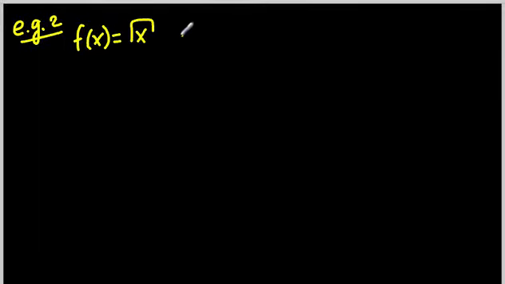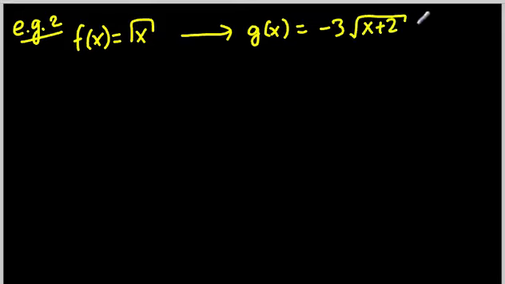In this video, I'm going to go through another example. So this is example 2 of transforming a square root parent function. In this case, I'm going to go from f of x is equal to the square root of x, and I'm going to transform it to g of x, which is equal to -3 times the square root of (x plus 2), plus 1.